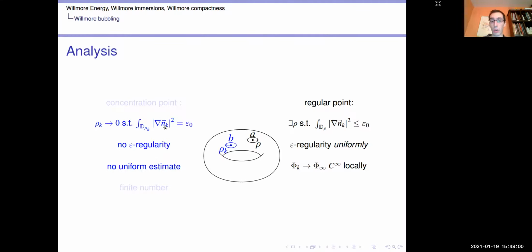So at this point, we have some energy which concentrates, some quantum of energy, epsilon 0, which concentrates at the scale rho k. This is why we call it a concentration point. And since it concentrates the same quantum at each time, and since the total energy is finite, those concentration points are in finite number. So because we only have an epsilon regularity, we will need to deal with concentration points.